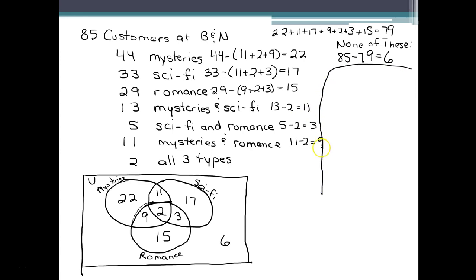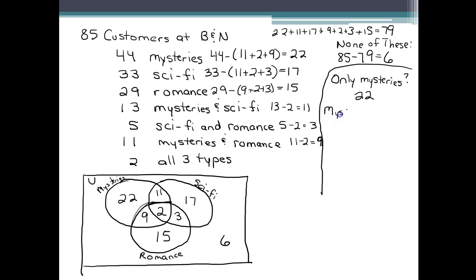Alright. So there's the Venn diagram. Now we can answer the questions. How many purchased only mysteries? Well, in the mystery circle, the number that's not in any overlap is the 22. So that's the number for only mysteries.